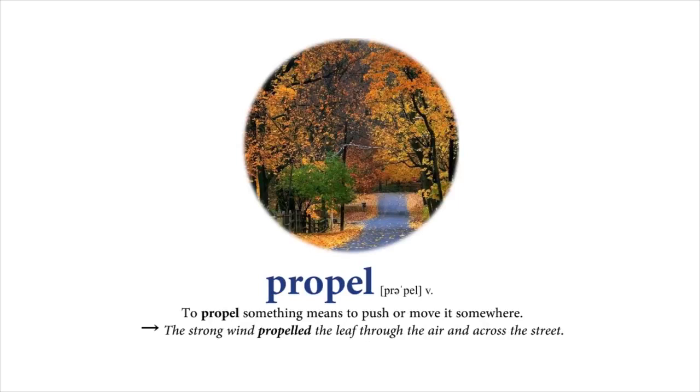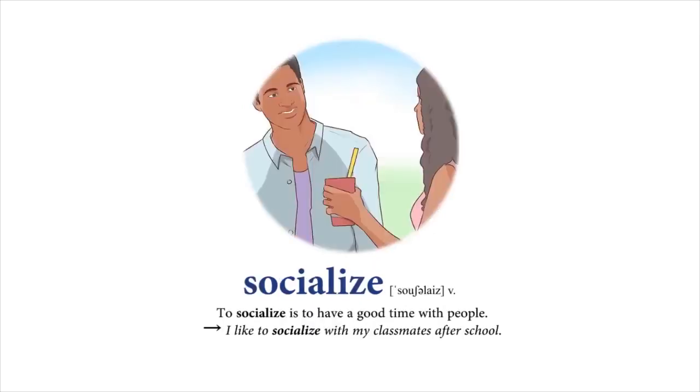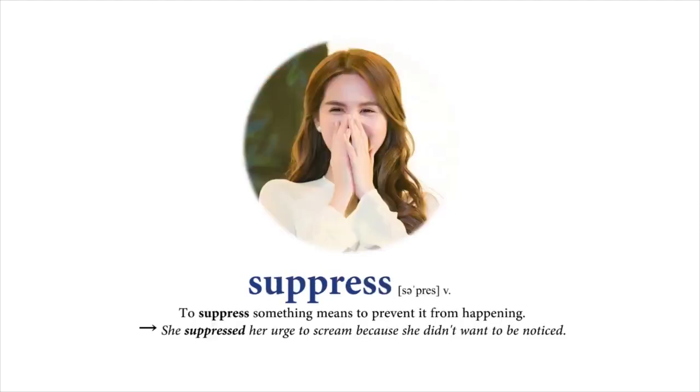Propel. To propel something means to push or move it somewhere. The strong wind propelled the leaf through the air and across the street. Socialize. To socialize is to have a good time with people. I like to socialize with my classmates after school. Suppress. To suppress something means to prevent it from happening. She suppressed her urge to scream because she didn't want to be noticed.